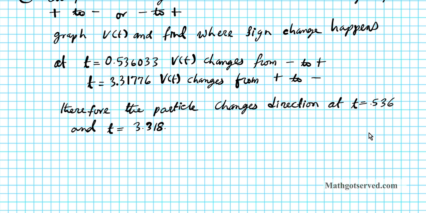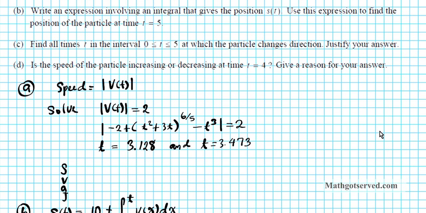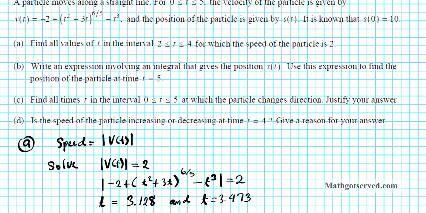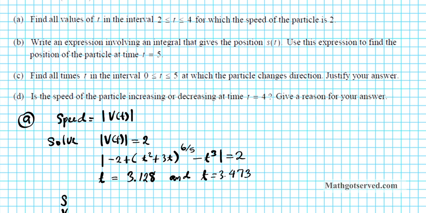All right, let's look at the last part. It says, is the speed of the particle increasing or decreasing at t equals 4? We have the velocity function. So if the velocity and acceleration are pointing in the same direction, then the speed is basically going to be increasing at that point in time. All right. So at t equals 4, the question is, do we have velocity and acceleration pointing in the same direction? Okay. So how do we answer that question?